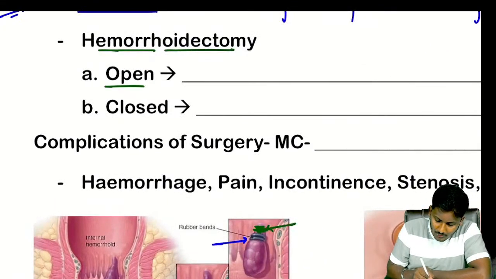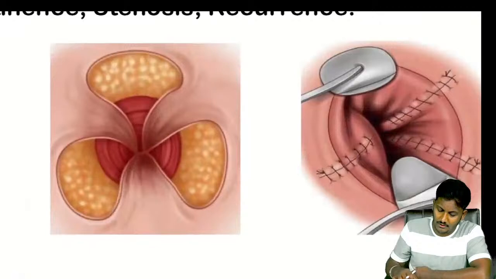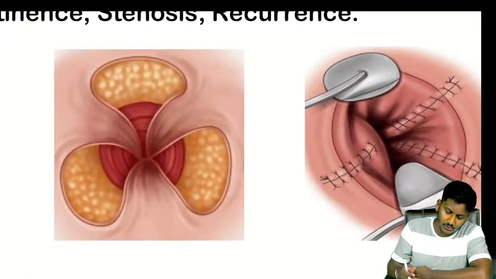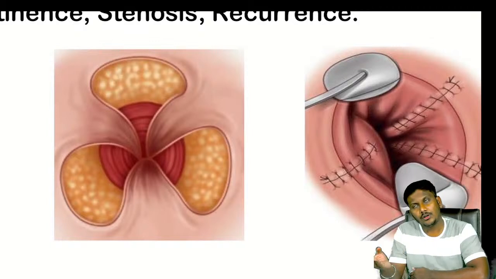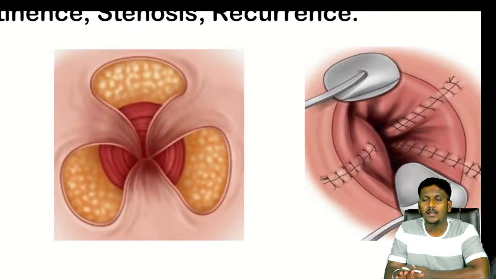First is open hemorrhoidectomy. In open hemorrhoidectomy, as you are able to see, beta, we are just going to remove the mass, and then we are just going to cauterize the base. We are going to remove the mass and we are just going to cauterize the base. That means we have kept the base open. Just to control the bleeding, we have cauterized it. This is called an open hemorrhoidectomy, beta, known as the Milligan-Morgan hemorrhoidectomy.